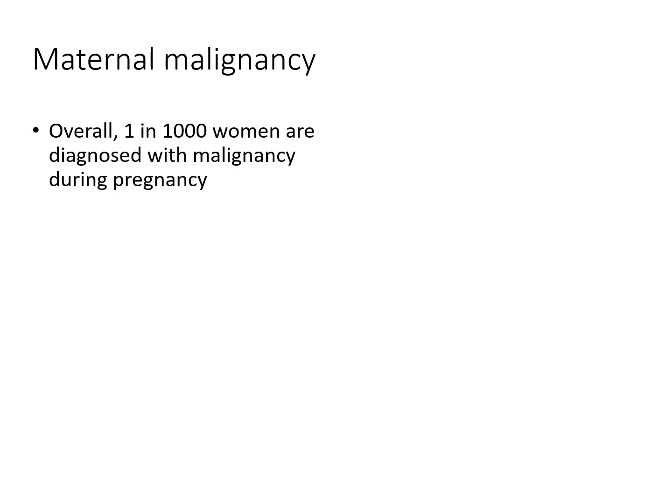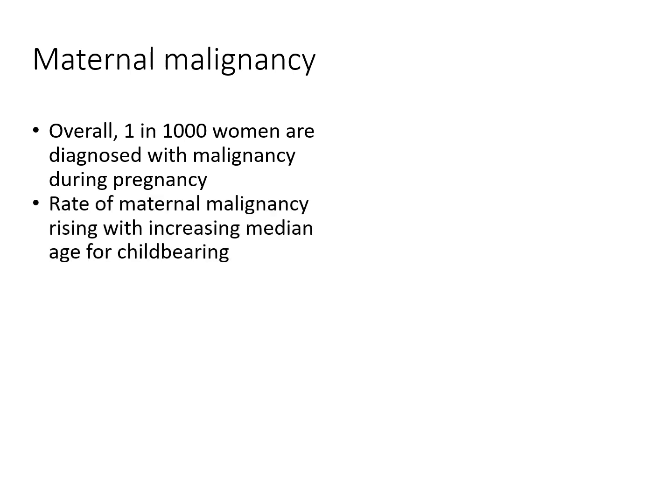We know a lot about cancer therapeutics, specifically chemotherapies, and how these can affect the ovarian reserve when they're administered to adults, but we know very little about how these can influence prenatal development. And this is of increasing concern, as currently approximately 1 in 1,000 women are diagnosed with a malignancy during pregnancy. The rates of maternal malignancy are rising with an increasing median age for childbearing.